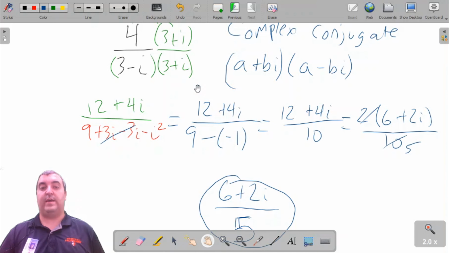So conjugates make it so we can do this division with i. It allows us to do that.